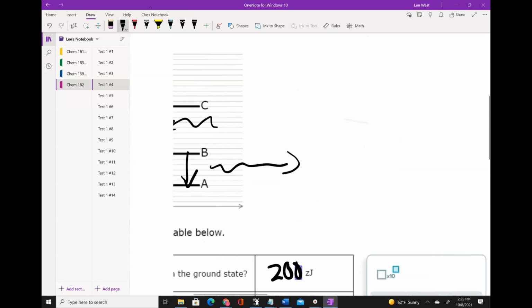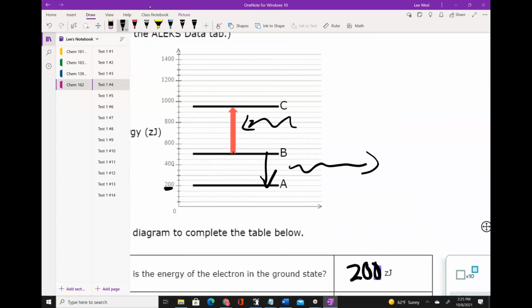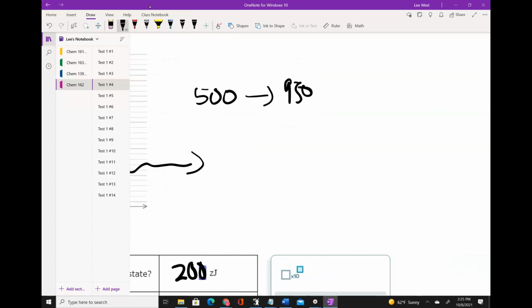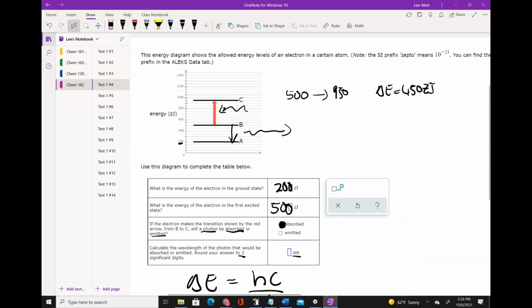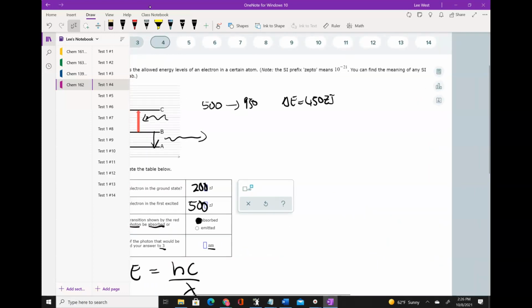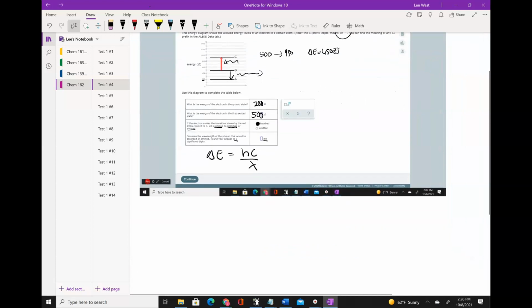So what's the change in energy? Well, we're going to start at 500. We already figured that out, and we're going to go up to, there's 800, 900, 950. So I can do this in my head. There's been a change in energy of 450 zeptojoules. Okay, so we need to keep in mind that zepto means times 10 to the minus 21. So we're going to keep that in mind when we do this.